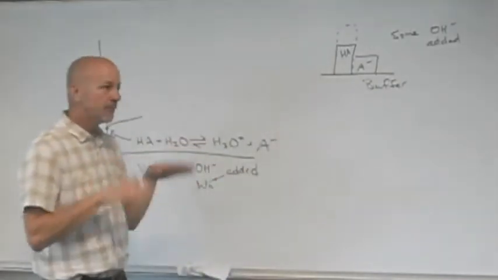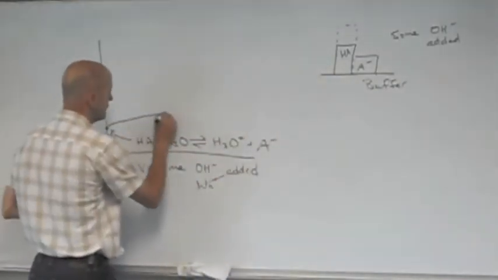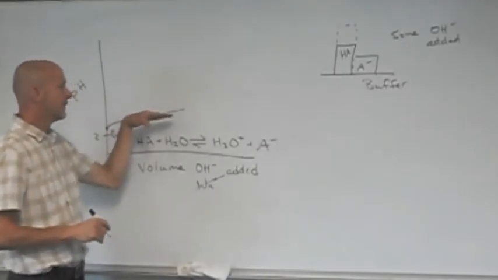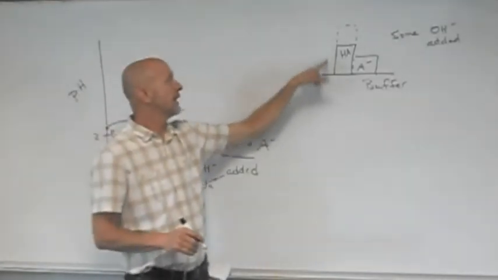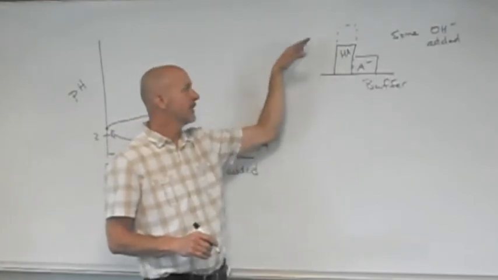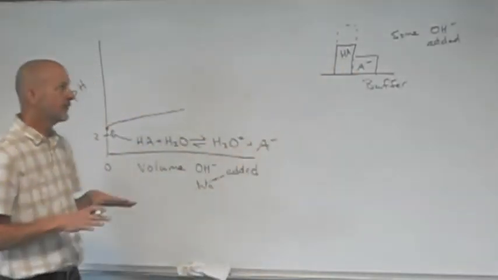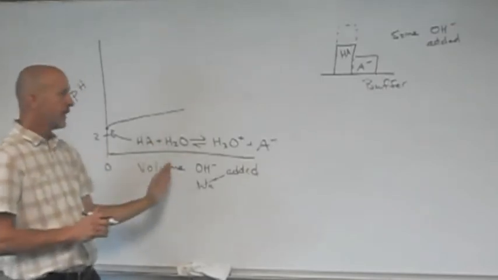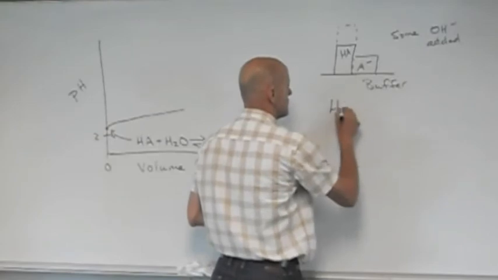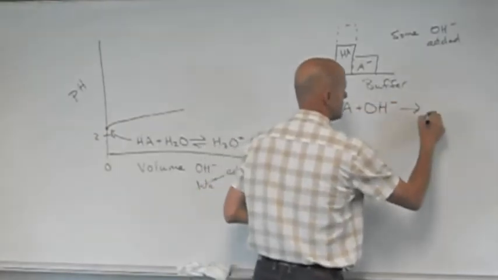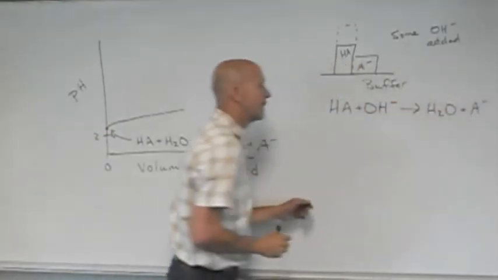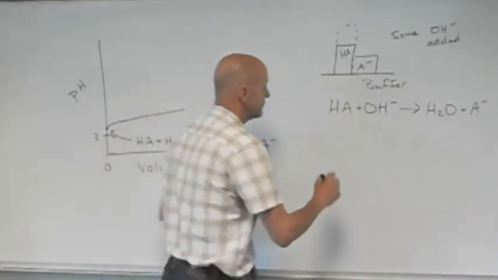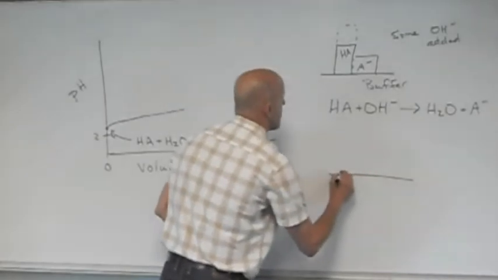So I have developed this buffer along in here. So the pH is going to rise slightly because I am adding a base, but because of the presence of significant amounts of the weak acid, the pH will remain fairly stable as I go along. I'm going to continue to add base, so I'm going to add some more hydroxide. I'm going to take more of this, I'm going to turn it to the conjugate base.